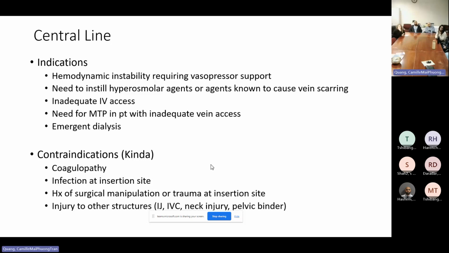And then contraindications. It was listed as contraindications, but I'm going to say kinda. These are kind of contraindications because sometimes patients with these things still need access.